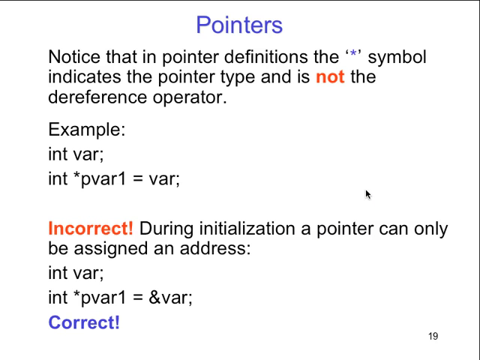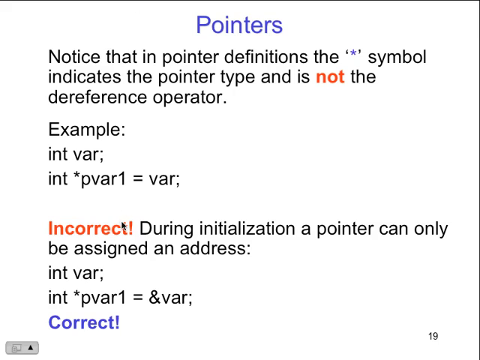Notice that in the pointer definition, the asterisk symbol indicates the pointer type, and it is not the dereference operator. In this particular case, it's called a reference. If you can get the concept of what the pointer is by definition, you'll be successful. Don't worry about knowing exactly how to use them. I have a full, entire two weeks or so of pointer lectures coming up. This is the baby steps.